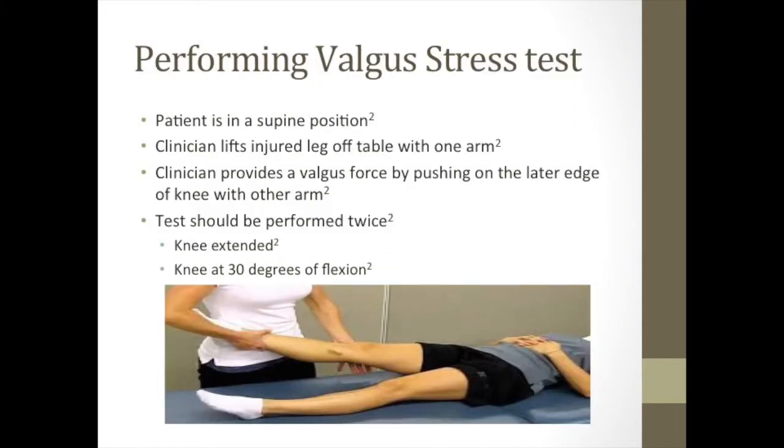Alright, performing the valgus stress test, you want your patient obviously in a supine position. You're going to lift the injured leg off the table with one arm, usually grasping just above the ankle. Then you provide a valgus force by pushing on the lateral aspect of the knee with your other arm. The test should be performed twice, once with the knee extended and once with the knee at 30 degrees of flexion. And it is very important to make sure that you do the test on both limbs, the injured and uninjured, so you have something to compare it to.